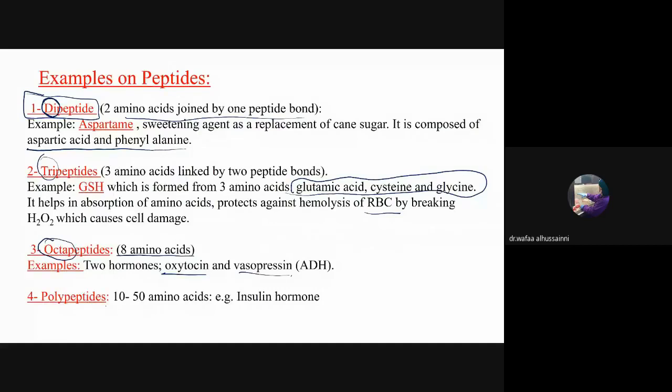The other type is the polypeptide, which comes from 10 amino acids and more, over 10 amino acids. This is a polypeptide. It's also a protein. An example of that is the insulin hormone. Any questions here?